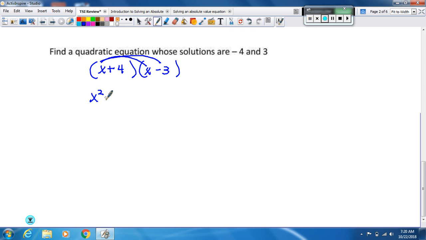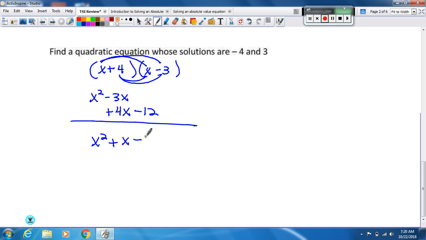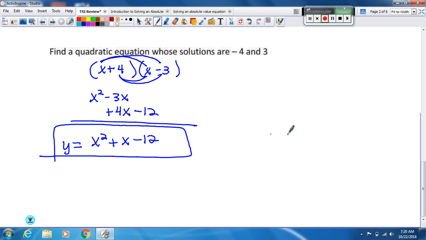and x times -3 is -3x. Then you distribute the 4. 4 times x is a +4x. I'm going to put that under my x's. And 4 times -3 is -12. So that gives me x squared, and then -3x plus 4x is just plus 1x, minus 12. But they said they wanted an equation, so you just put y equals out front, and that's the answer to that one.